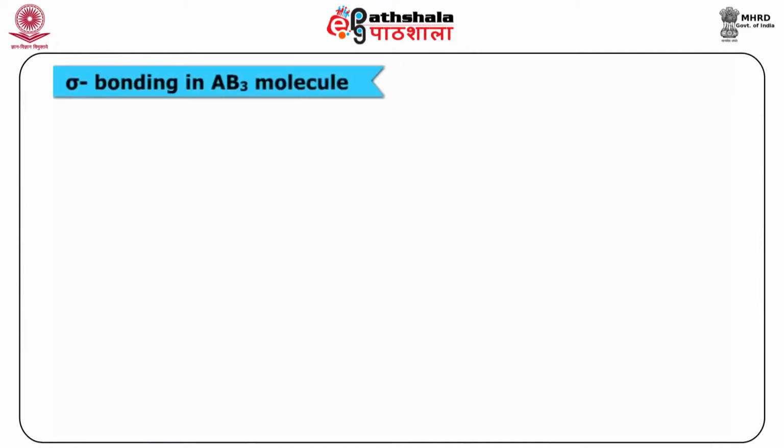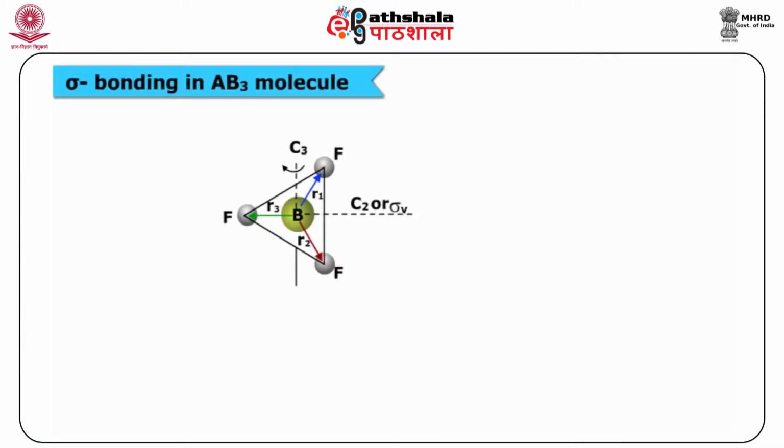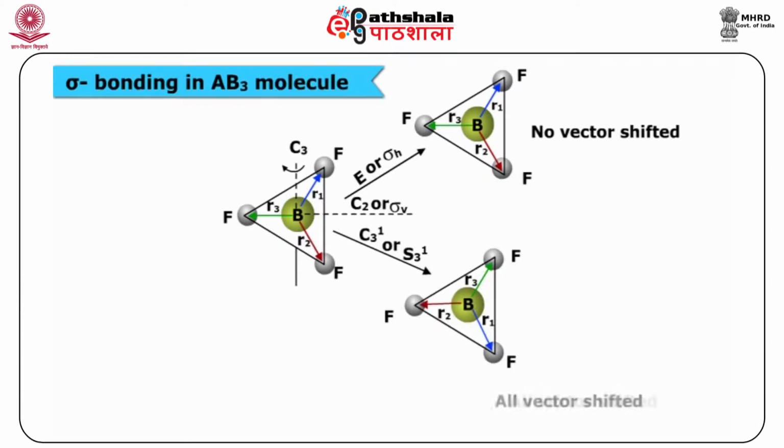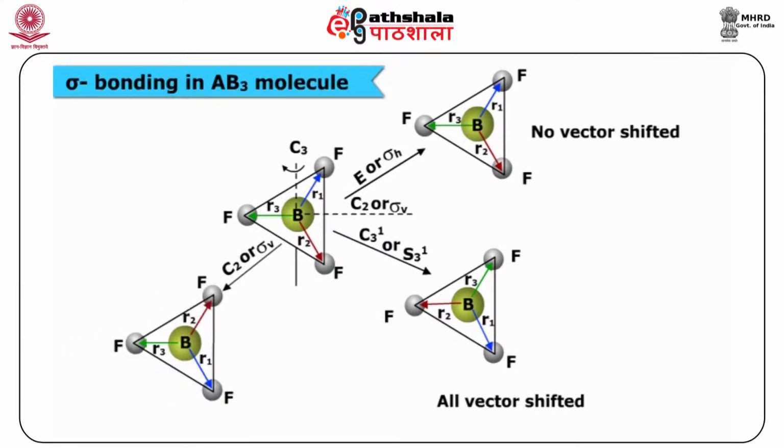Let us use these bond vectors and find Γ(B-F). Let us see the effects of various symmetry operations on R1, R2, R3. The effects are as shown here. Performing E or sigma h, no vector is shifted. Performing C3 or S3, all vectors are shifted. Performing C2 or sigma v, only one vector is unshifted.